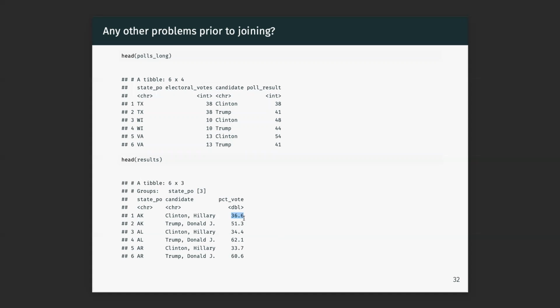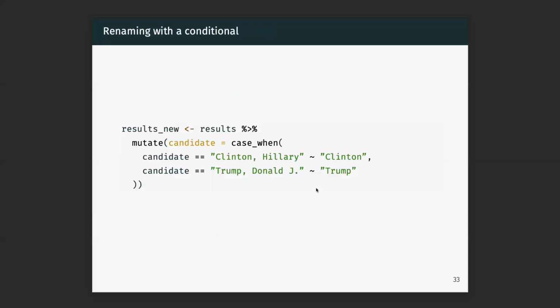And what do we see as a potential problem here? State PO matches, right? We see that we have two-letter postal codes across state PO. So that's fine. But what we have some differences on are candidate. Here, the candidate is simply the last name. Here, the candidate is the full name. Those will not match as it currently stands, right? Clinton as a string is not equal to Clinton, comma, Hillary, right? So we need to modify this in order for it to match appropriately in our join. The way we can do that is with a simple case when, right?